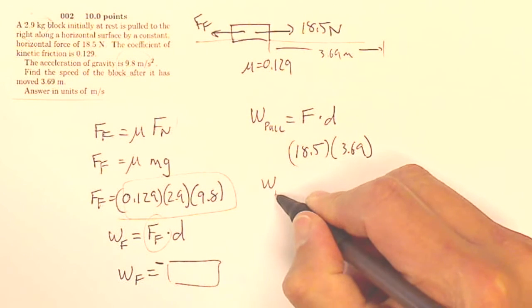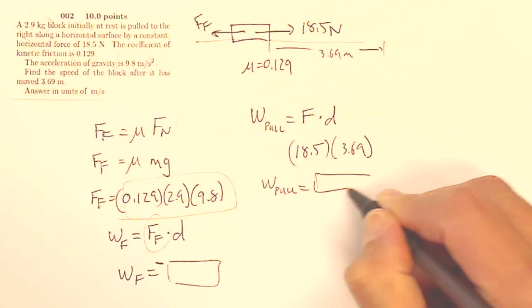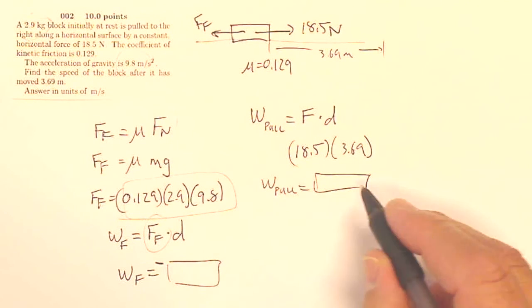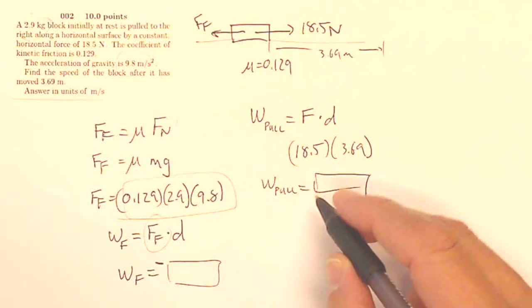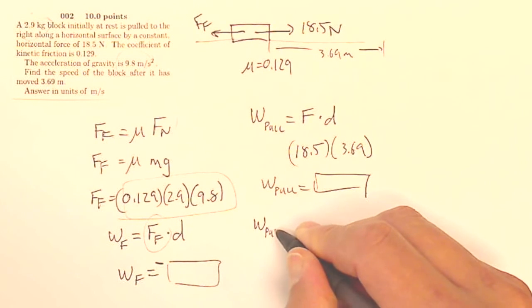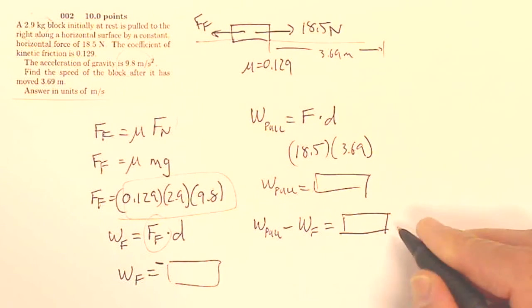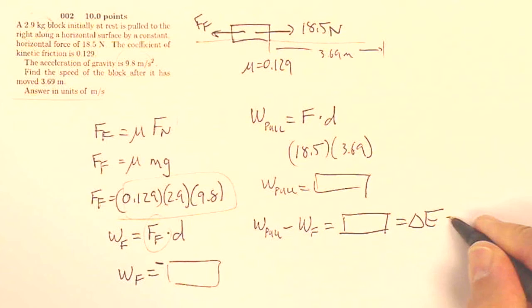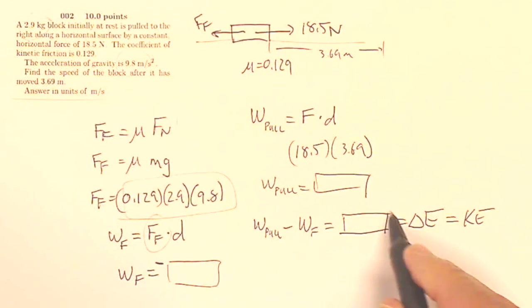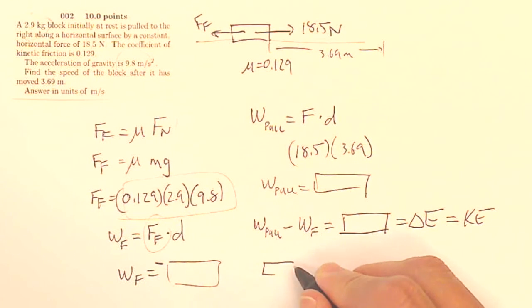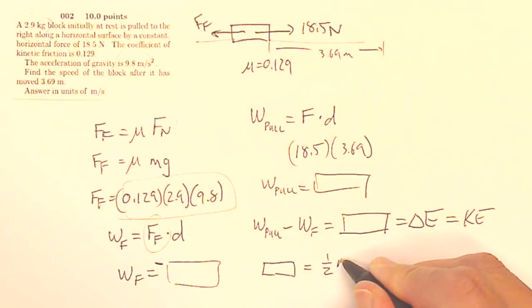Now I'm going to have some positive work from pulling it, and I'm going to have some negative work from friction. So the total work is going to be this minus this. So it's going to be the work pull minus the work done by friction, which is going to equal a total amount, which is my change in energy, which in this case is going to equal my KE. So when you get this total amount, that total amount is going to equal 1/2 mass times velocity squared, and you are solving for velocity. So that's going to be 1/2 mv squared, and this number, so multiply by 2, divide by the mass, boom, you've got yourself a velocity.